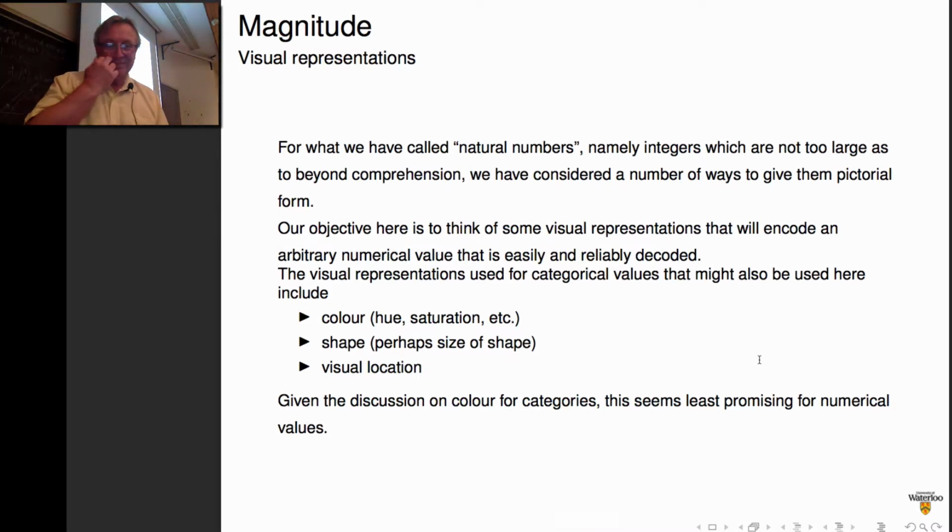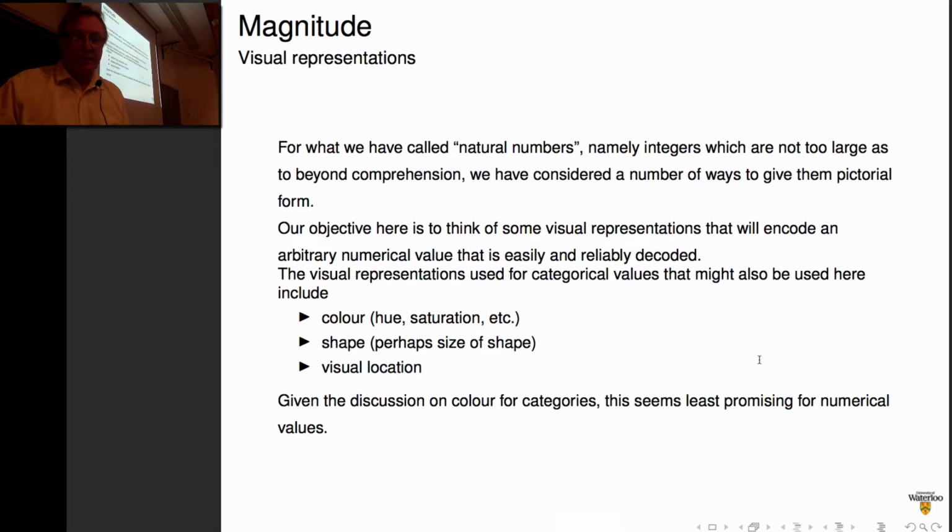So our objective is to produce a visual representation that actually encodes the numbers and allows us to retrieve to some level of accuracy the magnitude that has been encoded. And so things that we might use here for categorical values are just the color, the hue, saturation, etc., the shape, the size, and the visual location.